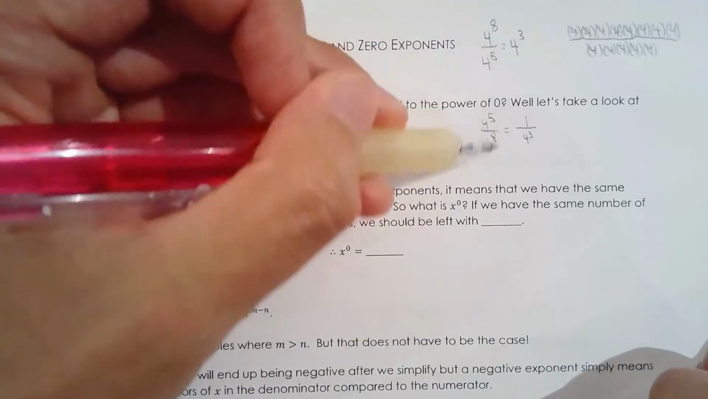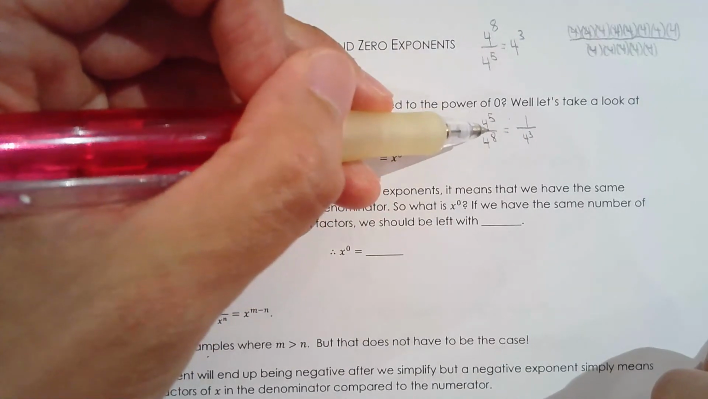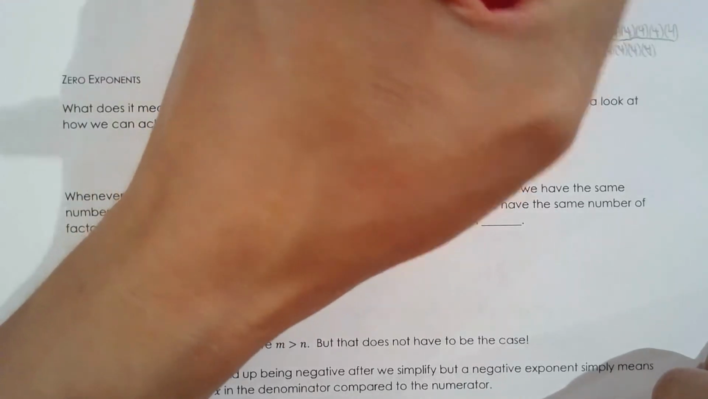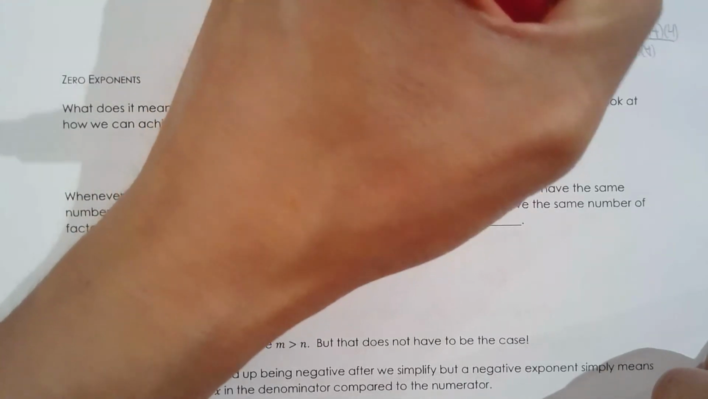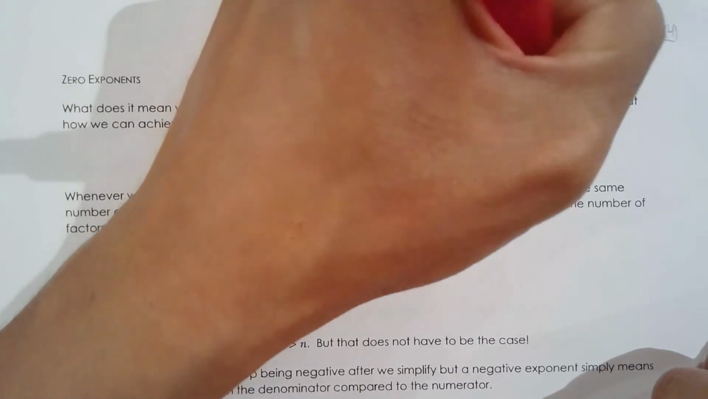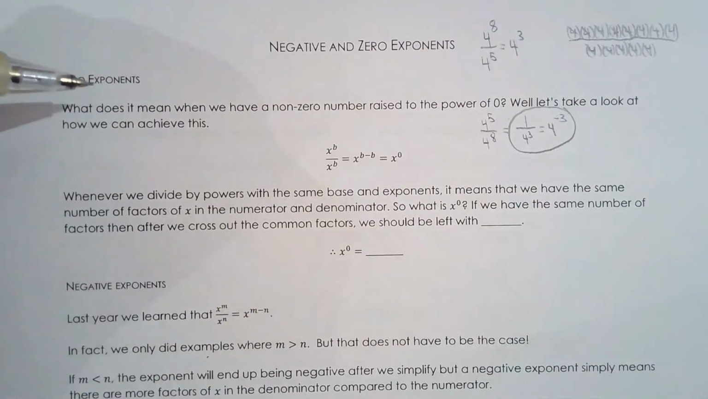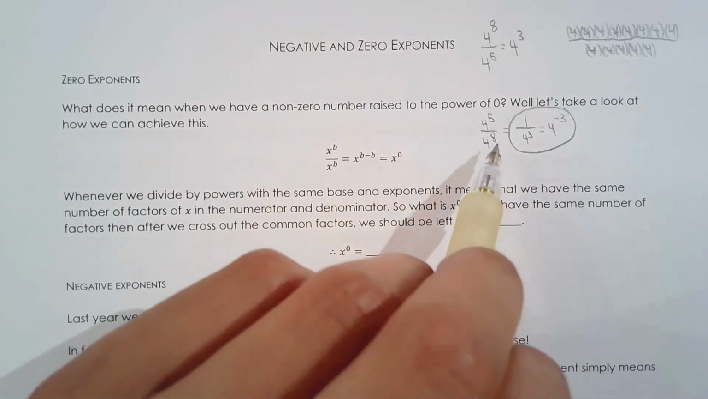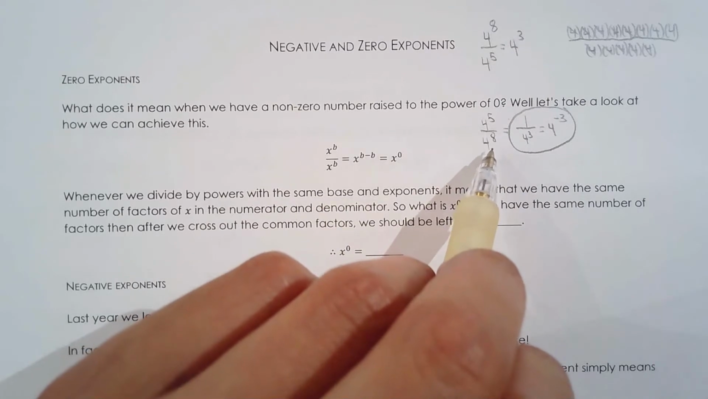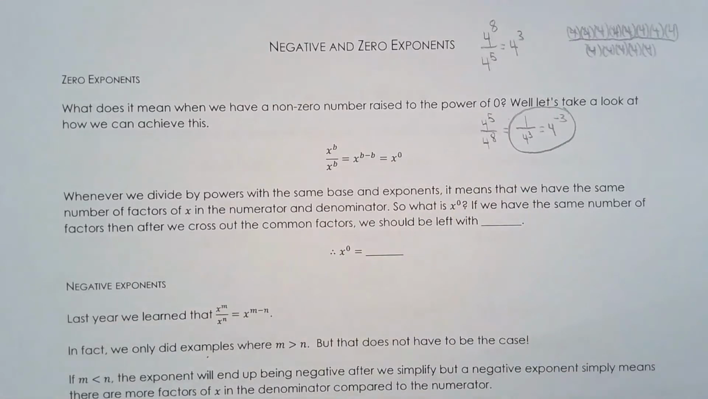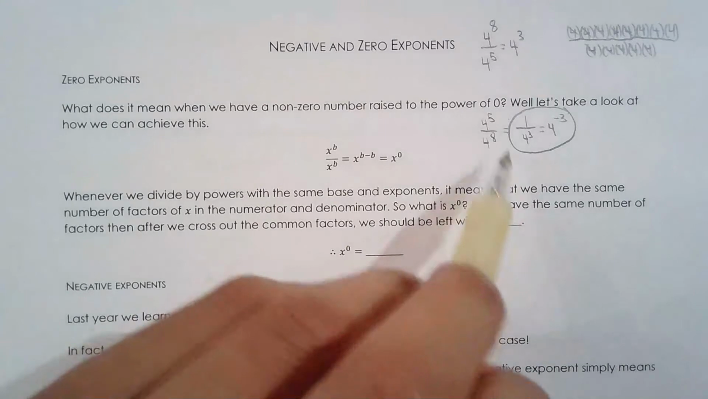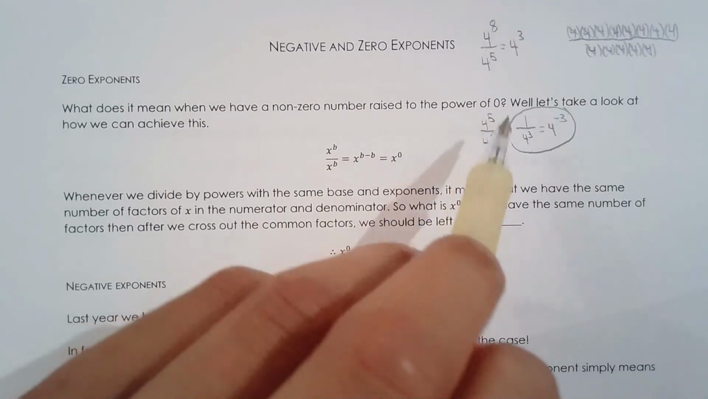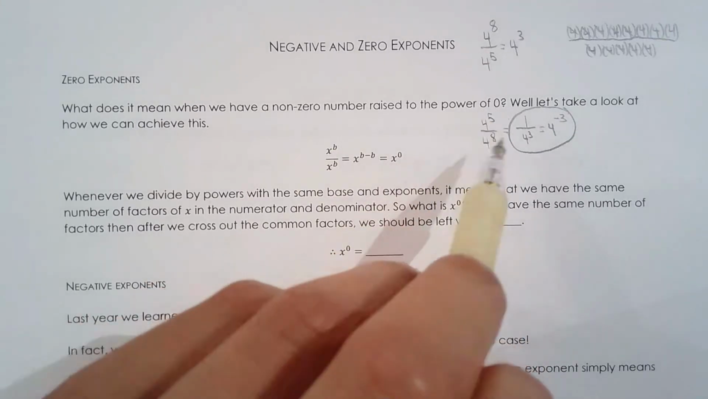But what did we learn last year? You said that when you divide powers of the same base, you subtract the exponents. What's 5 minus 8? 5 minus 8 is negative 3. So that is actually what we want to summarize here. That's how we get a negative exponent. When you have more factors in the denominator, that's how you get a negative exponent. You have an excess number of factors in the denominator. Whereas last year, you only had examples where there was an excess number of factors in the numerator.